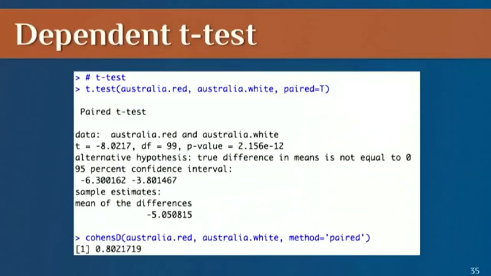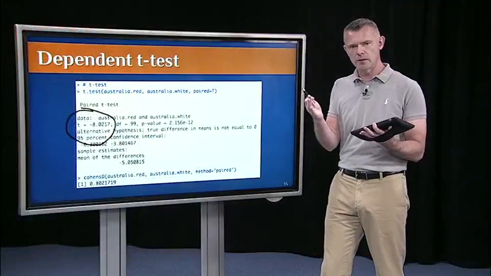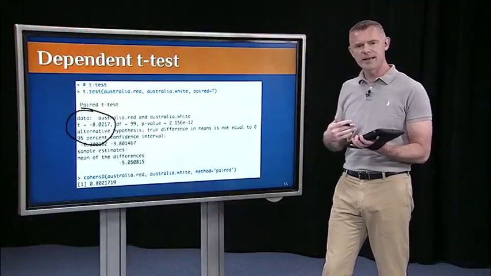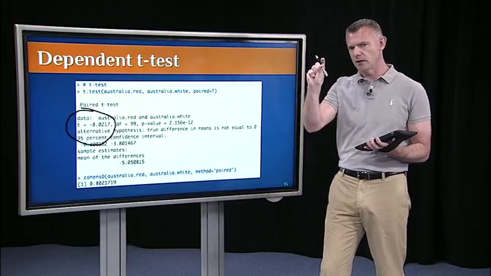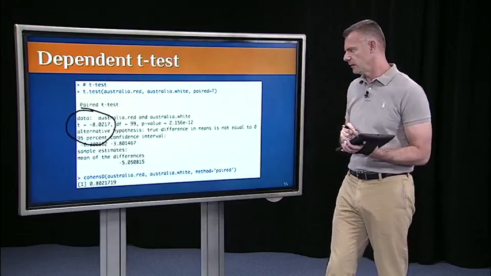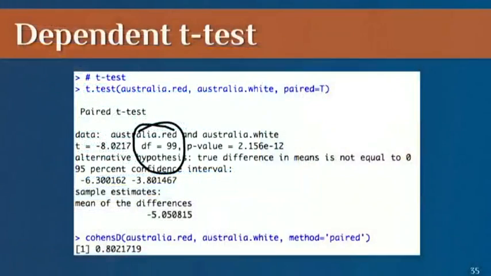Here's the actual t value. It's negative 8.0217. Why is it negative? Well, just because I put the red first and the white second. It's completely arbitrary in this case. I could have flipped them around and it would be positive 8. It doesn't really matter. But you see, that's a high t value. So even though on the graph it looked like a small difference, it's a reliable difference, at least in this sample. The degrees of freedom of 99 means there were 100 wine raters, right? Because degrees of freedom is number of cases minus 1.